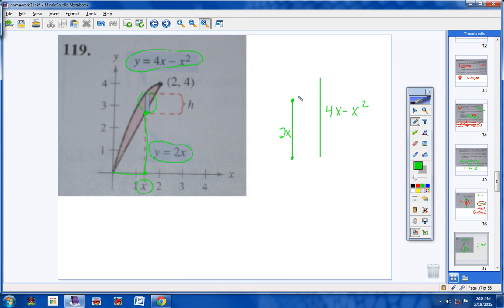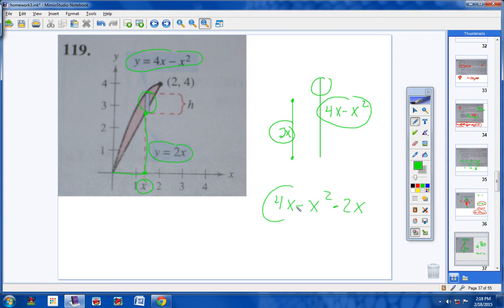So guys, how would I find this little length from here to here? In other words, how would I find the length from here up to here? Well, the whole length is 4x minus x squared. This much is 2x. If I take the whole length and subtract out this, I'm left with a little amount right here. So 4x minus x squared minus 2x.